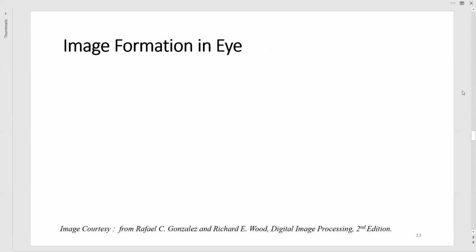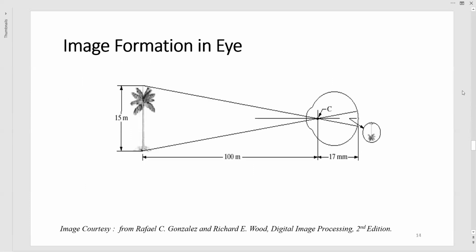Next, image formation in the eye. Let us see this one. In general, we can see the picture of the eye there. If the object is at a distance, say 100 mm, and the length of the object is around 15 meters, the approximate value it takes is 17 mm.